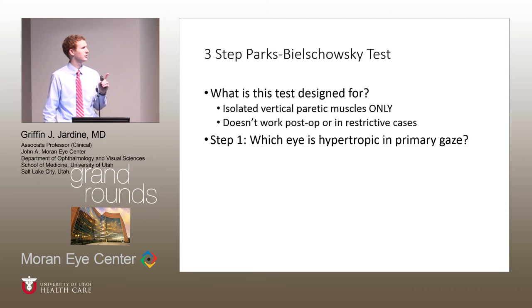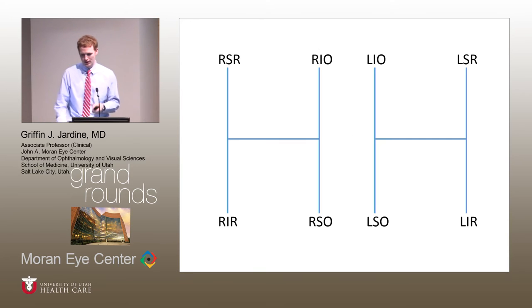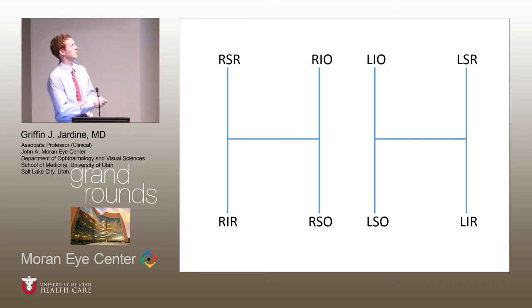Step one, two, three. First step, which eye is higher in primary gaze? Is it worse in left or right gaze? Worse in left or right head tilt? So I want to talk just for a second about the motility exam.